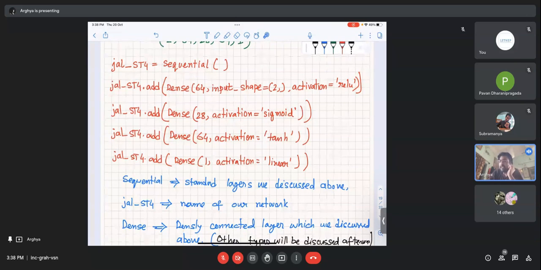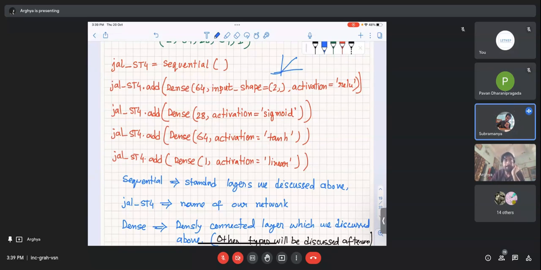So ST4 first says that this is a sequential network in this line, and then ST4.add means just add a dense layer with 64 nodes, where the dimension of the input is 2, and the activation function of everybody is ReLU. ReLU is rectified linear units. I showed the function, if you remember. It's just this thing: it's 0 and then linear.